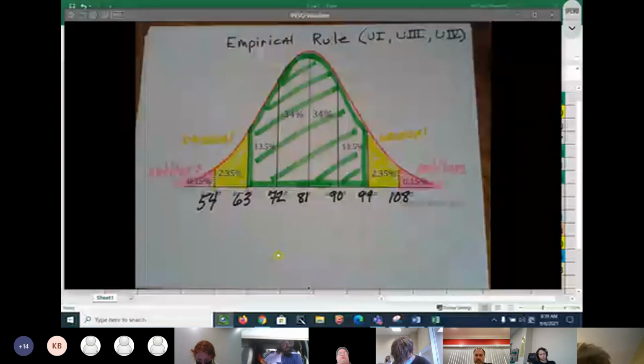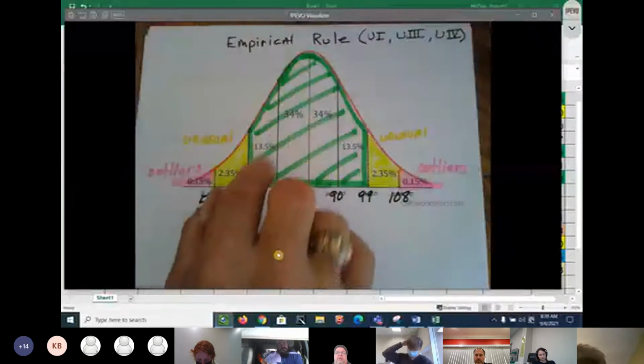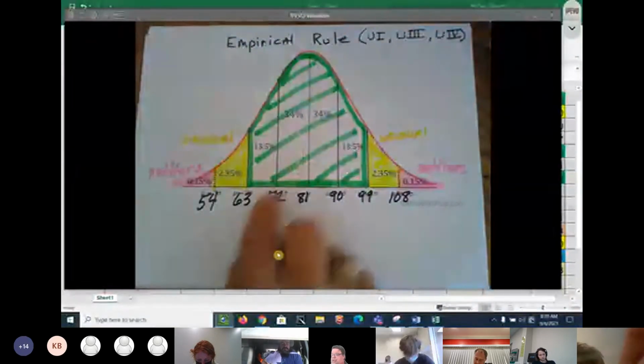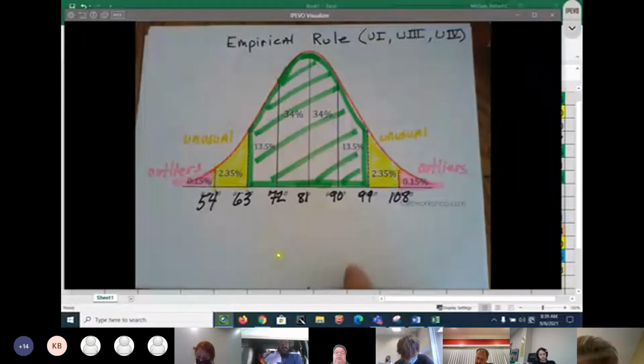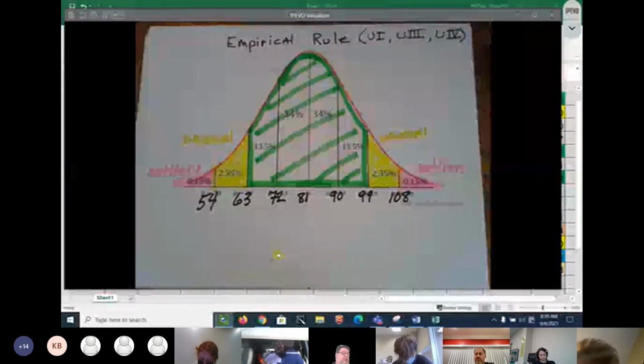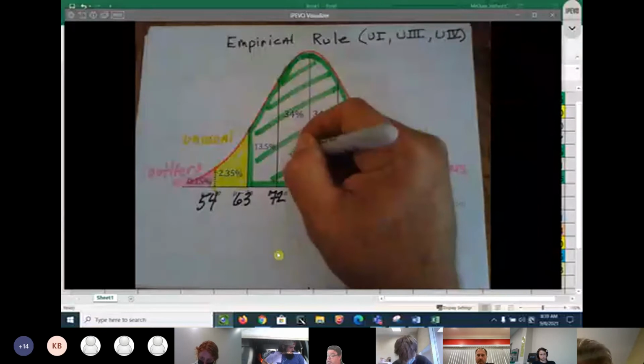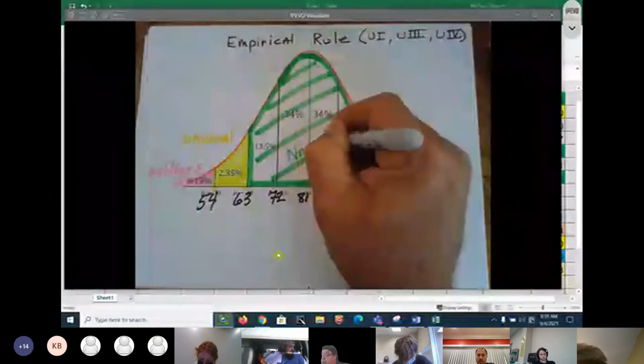So that's what the empirical rule is. The empirical rule is the percentages and the colors. And what is the normal? Normal is 95%.